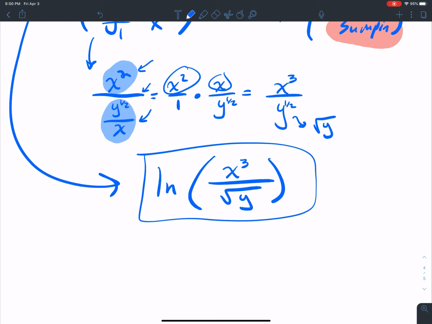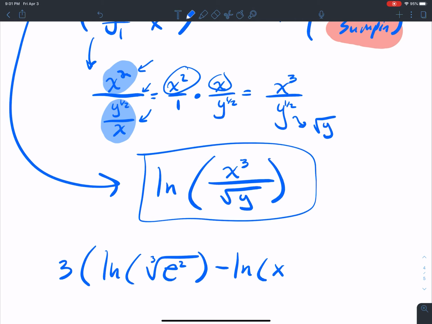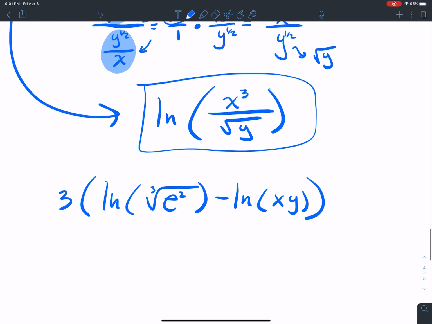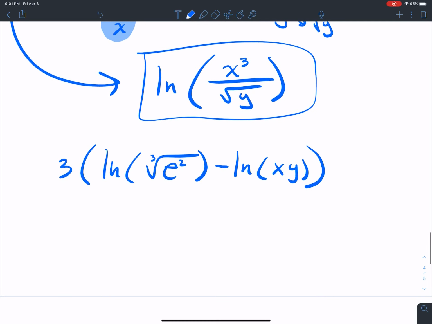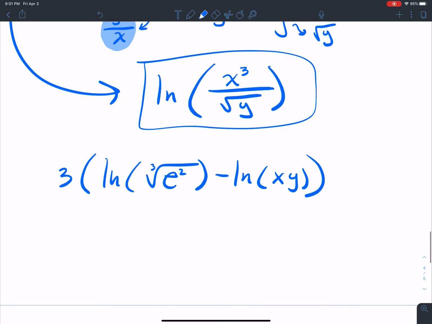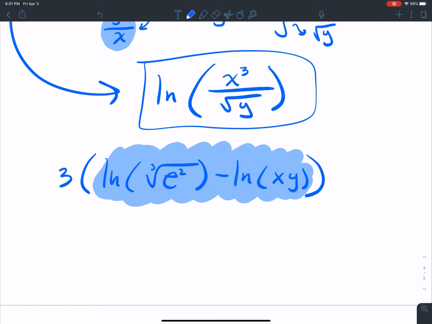Say I have 3 parentheses natural log cube root e squared minus natural log xy, close it. Okay, and I want to condense this. So what do I have right now? Well, I've got this on the inside. Let's just work inside and then go out, right?